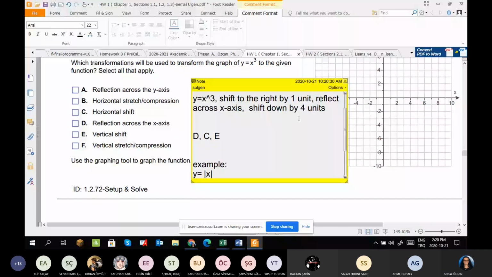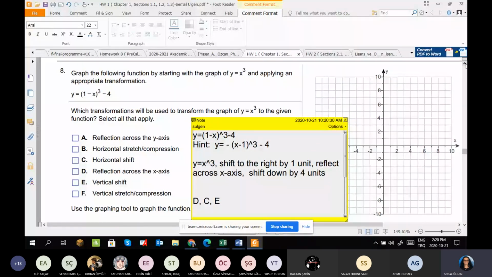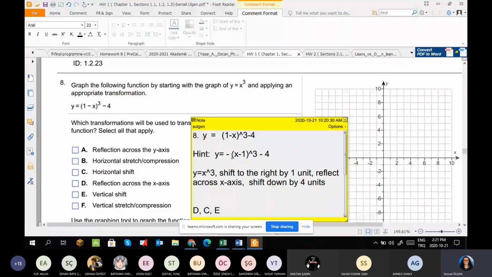Okay, this is the question. Which question was it? 6? Let me see. 8. Question 8, which was given, but we just used a hint. The hint says, just take out the -1 so that it is something that we are familiar with. And then consider what we did to y is equal to x cubed.